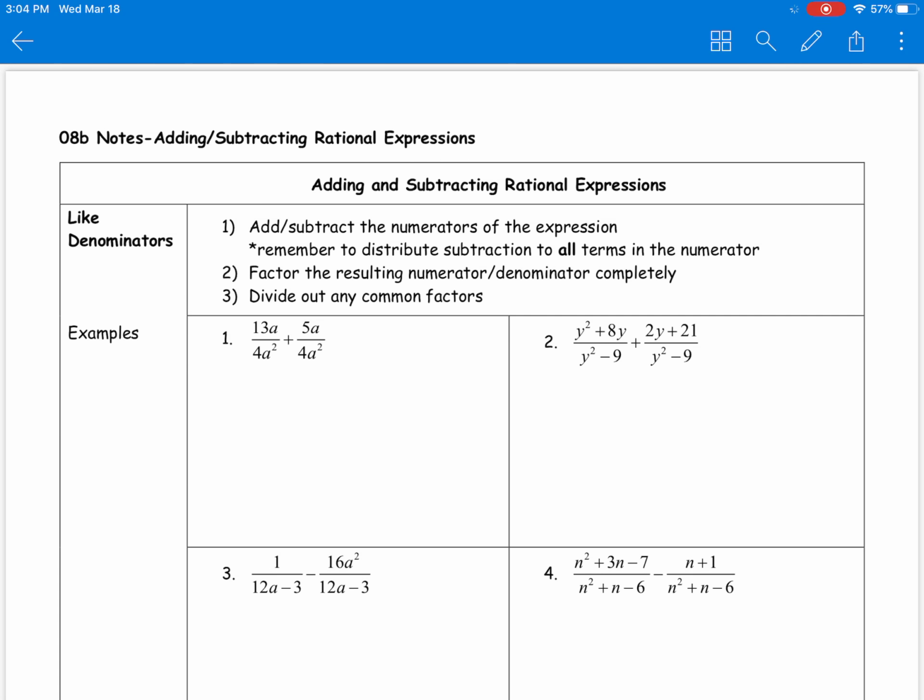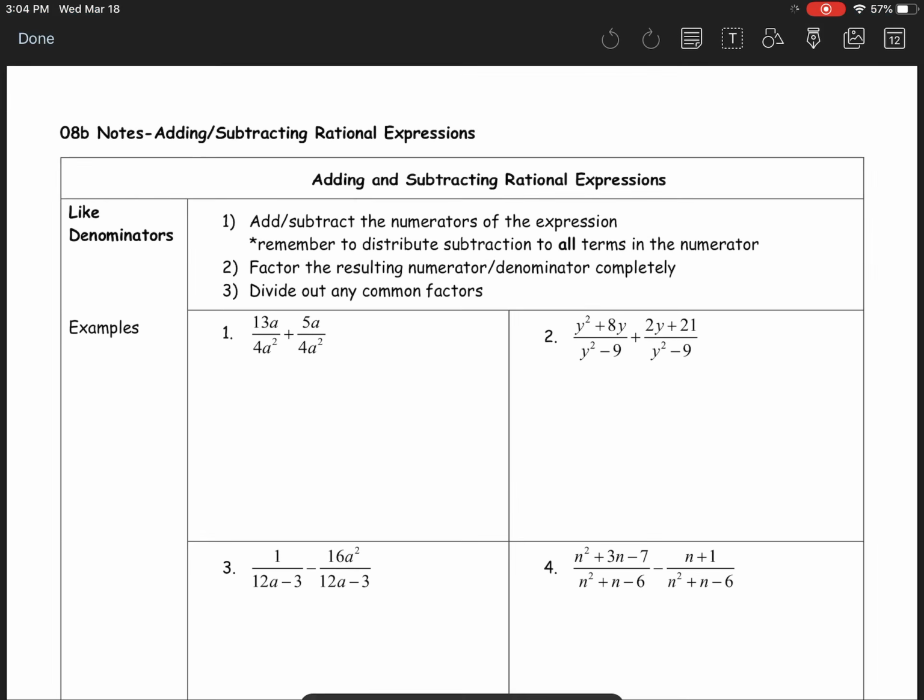Okay, so hopefully everyone is doing well out there. I'm going to start off, we're going to play catch up a little bit. So this is what was supposed to go on just before we left. We're going to do adding and subtracting rational expressions here.